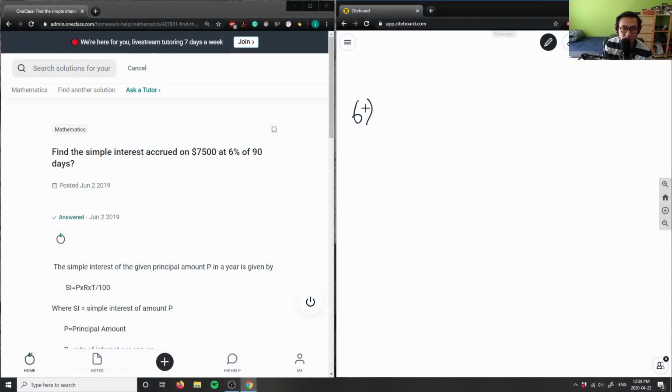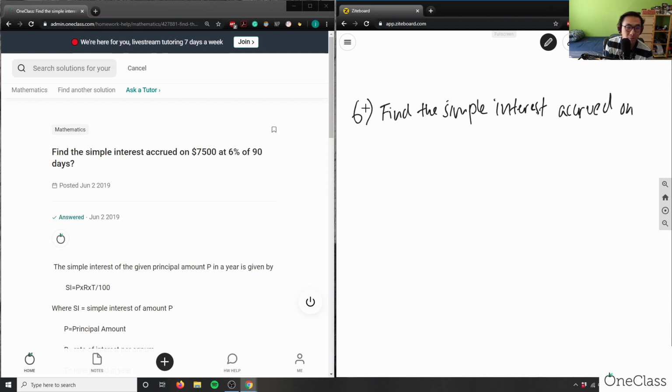So this is: find the simple interest accrued on 7,500 at 6% for 90 days. So this here is a financial math problem. This is a grade 11 financial problem here.